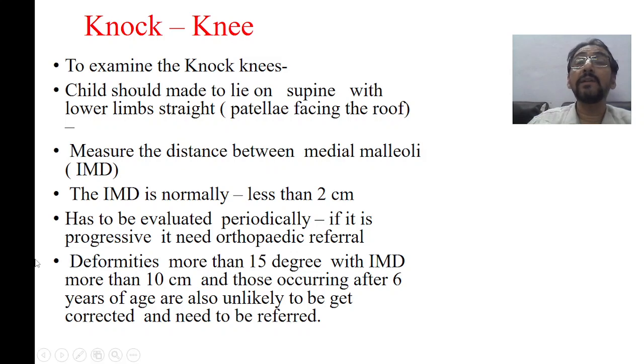and it is occurring after 6 years, we know that after 6 years the physiological knock knee is going to disappear, isn't it? If after 6 years it is still present, the intermalleolar distance is more than 10 cm and the deformity angle is more than 15 degrees, then it has to be orthopedically corrected. Now this is not our case. It has to be referred to the orthopedic surgeon for the next management. Okay, so this is one important thing.